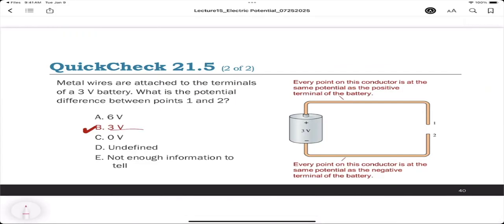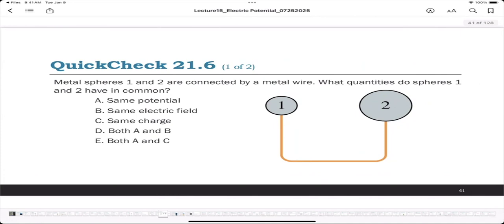Every point on this conductor is at the same potential as the positive terminal of the battery. Every point on this conductor is at the same potential as the negative terminal of the battery. So this one compared to this one, the difference should be 3 volt. Okay, let's check the other one.